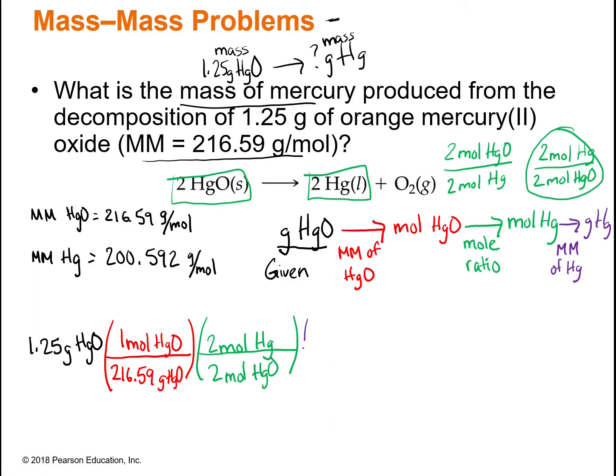The last piece of this equation is to go from moles of mercury to grams of mercury. For that, we need to use the molar mass. Again, make sure you use the right one. This time, the number of grams is going in the top because we want grams at the end. And we want to cancel out the moles of mercury.